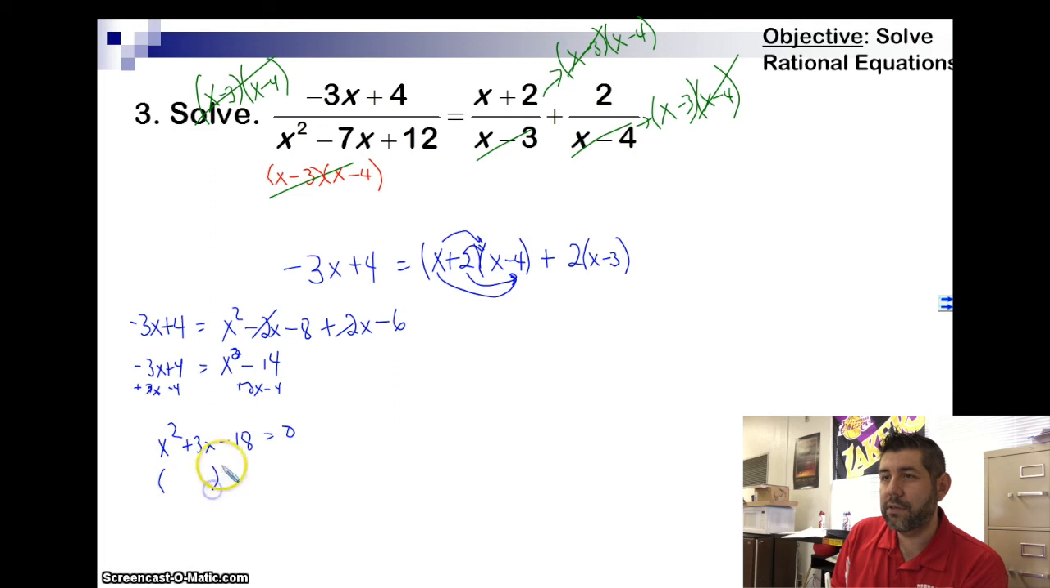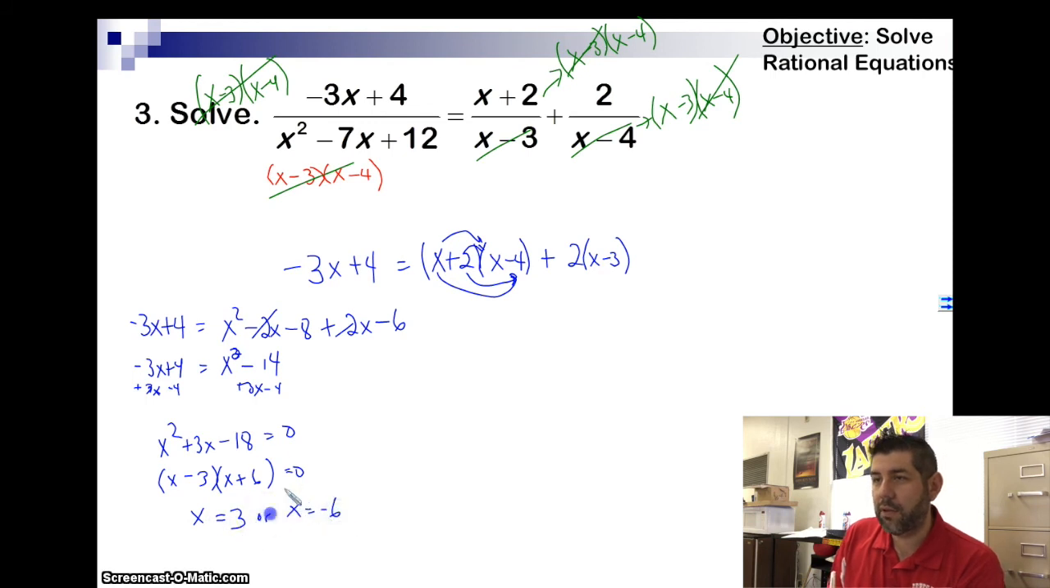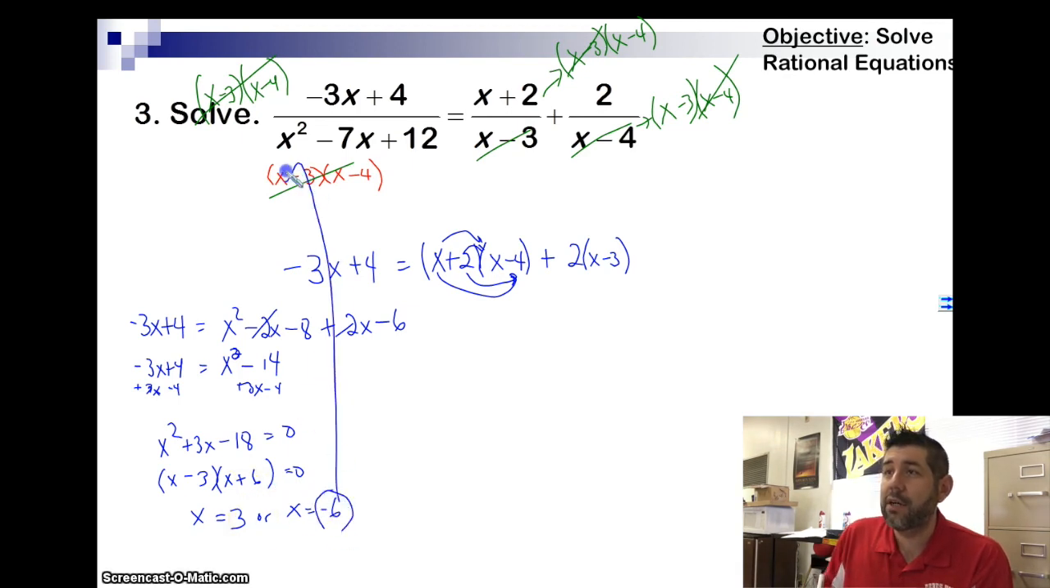Okay, I'm going to factor this. X minus 3, x plus 6. So that's going to give me x equals 3. X equals negative 6. All right, so now I got to check both of them to make sure that they work, and neither of them gives me a 0 in the denominator. So let's check that. If I plug negative 6 in here, I should be okay. If I plug negative 6 in here, I'm okay. If I plug negative 6 in here, good.